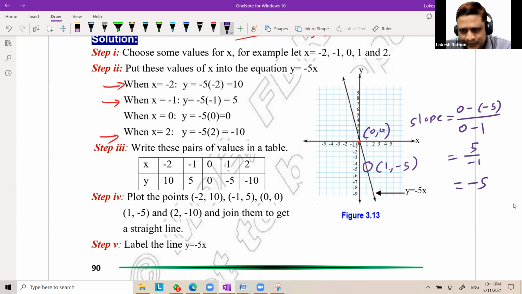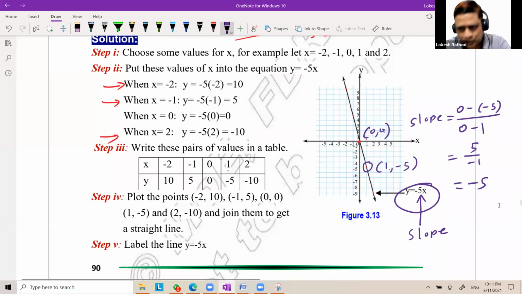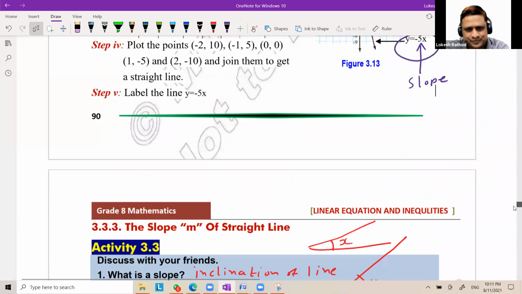And what was the equation of the line? y equal to minus 5x. So this minus 5 is nothing but the slope. So whenever you write the equation of a line like y equal to mx plus something, whatever is multiplied with x is nothing but the slope. Are you getting this? Whatever is multiplying x, that is the slope. So this is how we can find the slope of a line from its equation. If I know the equation, just by looking at it, I can tell that yes, that is the slope of the line. Right?